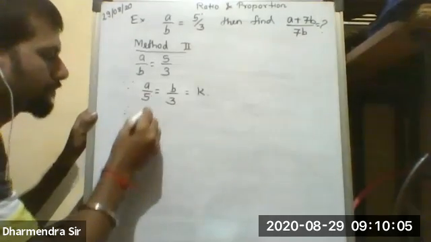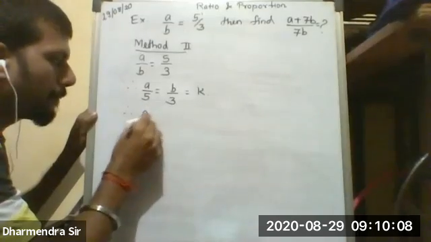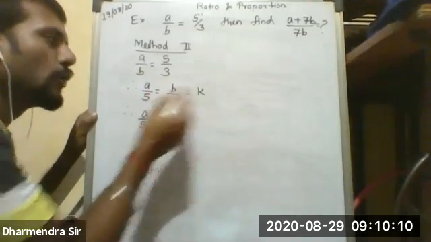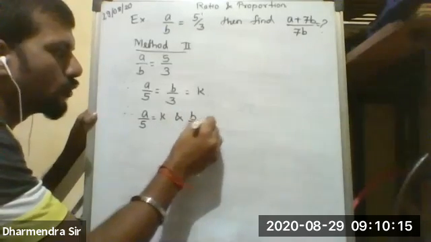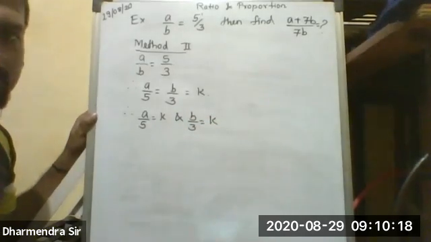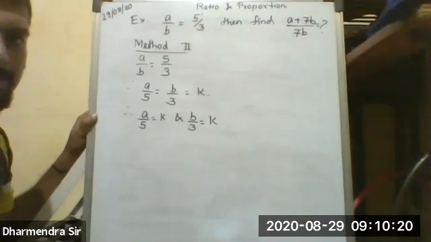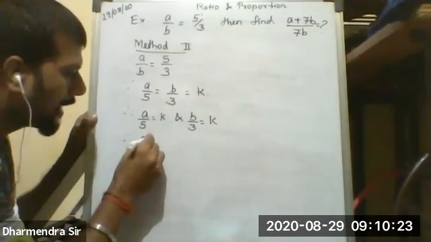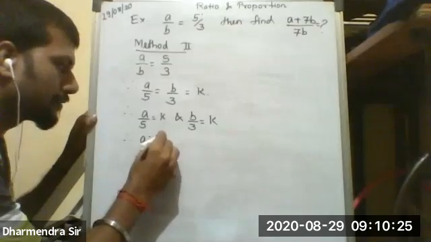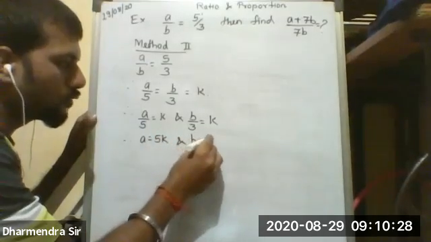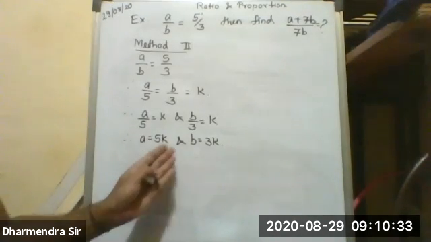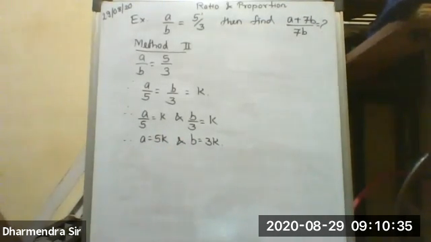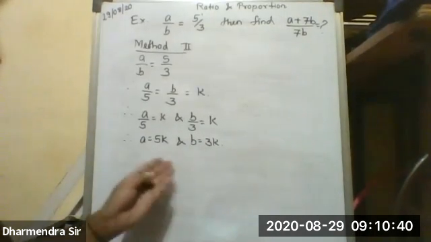So therefore, a by 5 equal to k and b by 3 equal to k. Both are having the same value since their ratios are equal. So therefore, a equal to, taking 5 on that side, becomes 5k, and b equal to 3 times k. I got value of a as 5k and value of b as 3k. Means we are going to solve the problem in terms of k. Means they are having some common multiple, and that common multiple is k.